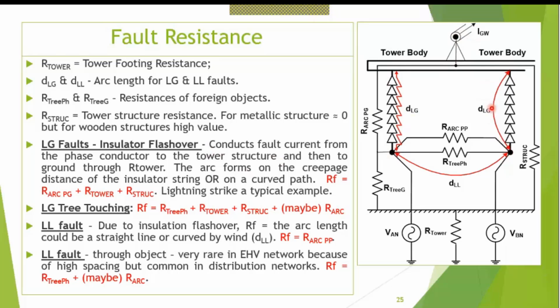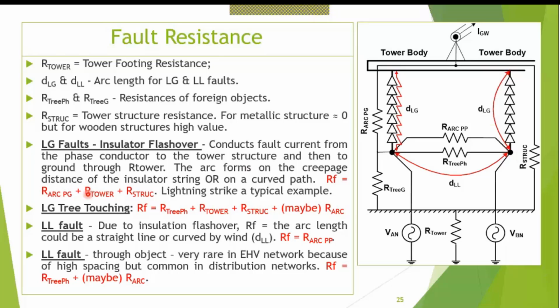Both distances are given the same, not that this will be exactly the same, but that is the idea. So there this arc phase to ground will come into the picture, and there the distance of the tower with the single conductor will come into the picture with a curve, as I told, the wind might curve this arc a little bit.